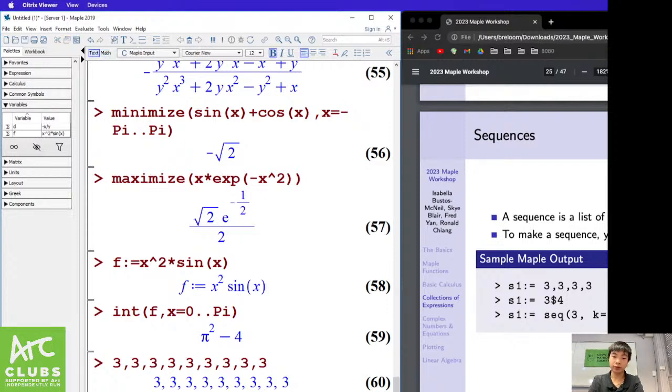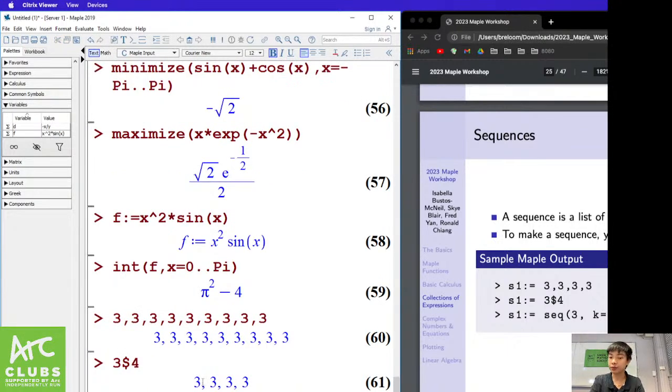So we can also do the thing before. We have the $ sign in here, and we have 3 repeated 4 times. This would give us a sequence of 3, which is just 4 threes, right? That's what we expected.